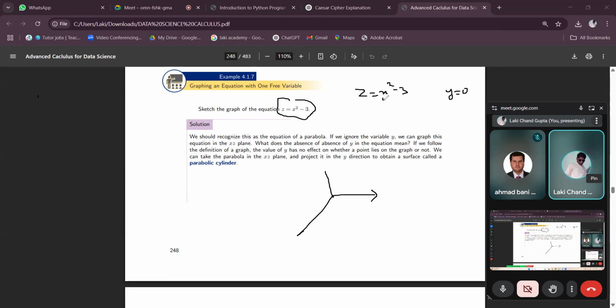So this is a parabola in the form of the z axis. This is z, and this is the parabola. The parabola is shifted toward the x axis by minus 3. But this parabola is in 3D, because this is the x axis, this is the z axis, and this is the y axis. There is no movement in the y axis, so you can write it in this way.